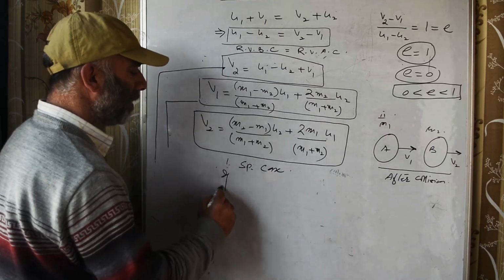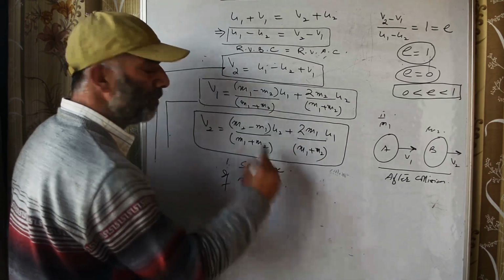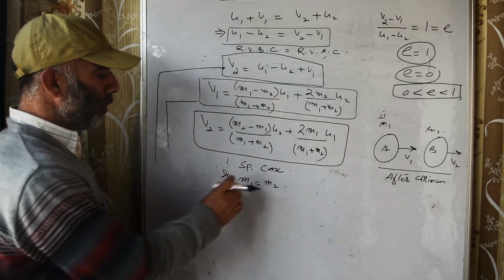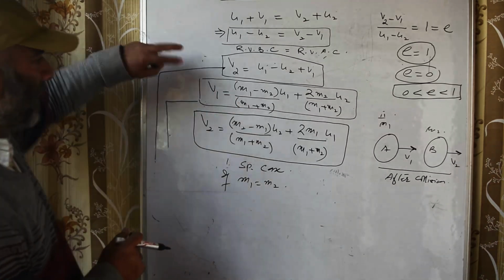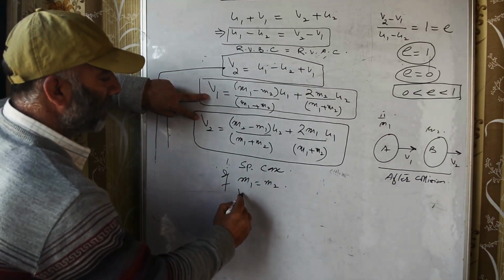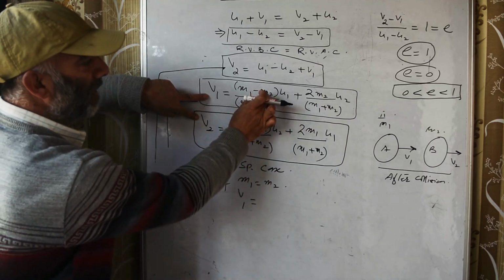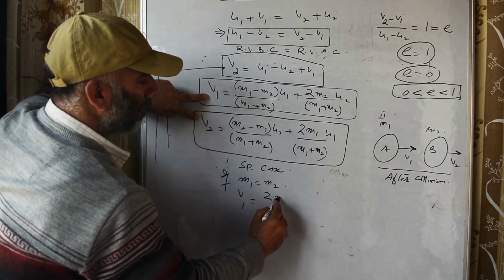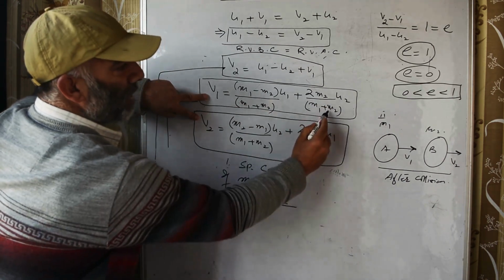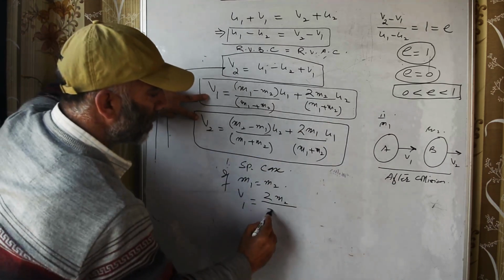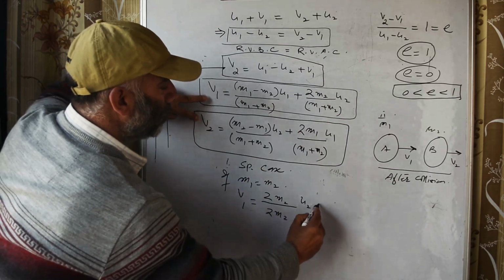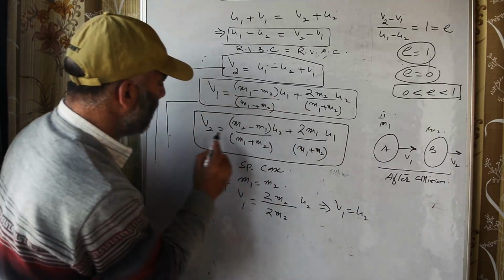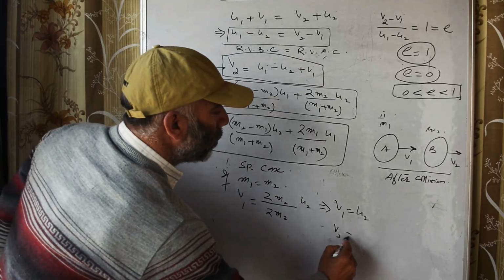if the masses are the same, if M1 is equal to M2. If there is a collision between two bodies having the same mass, what will happen to V1 and V2? We get V1 and V2 from these two equations. Under this condition, M1 minus M2 will be equal to 0. So 2 times M2 divided by M1 plus M2, with M1 equal to M2, gives 2 times M2 into U2, which implies V1 is U2. And similarly, V2 will be equal to U1.